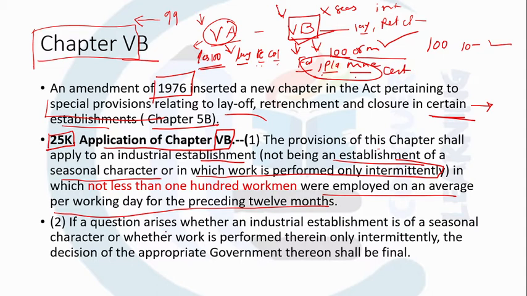Now, if the question arises whether the establishment is of seasonal character or whether it is of intermittent nature or not, this decision would be the final decision of the appropriate government. So the appropriate government would finally decide whether it is a seasonal or non-seasonal establishment, whether the work is intermittent or permanent in nature.